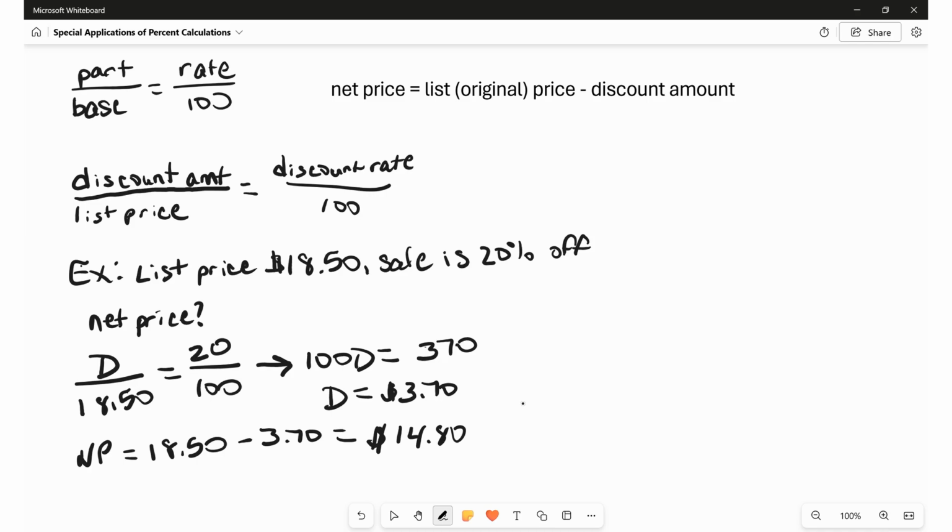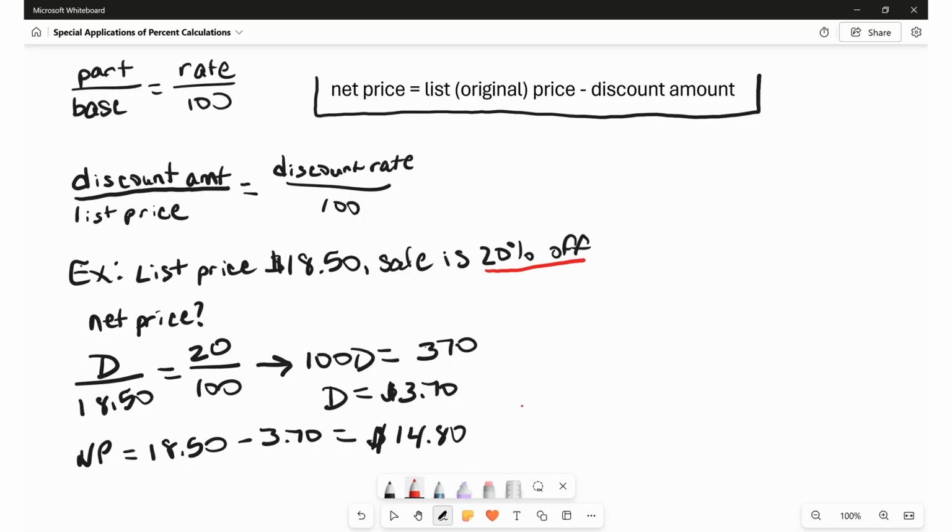Something else that we can do is another way of doing this, where we can bypass this equation right here. If an item is on sale for 20% off, that means that this amount right here is 80% of the original or list price.